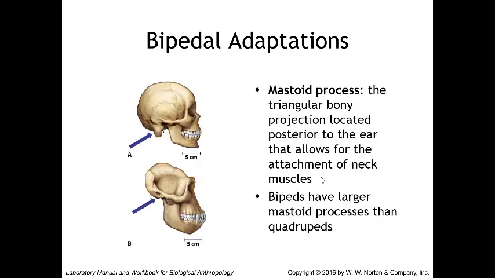Then we have also the mastoid process. And so the mastoid process, remember, is a triangular bony projection located posterior to the ear, and it allows for the attachment of neck muscles. Remember, I told you when we were talking about the mastoid process during the bones lab that it was going to come back later in the semester for bipedal adaptations. So bipeds have a larger mastoid process than a quadruped, and it reflects the differences in their neck muscles.